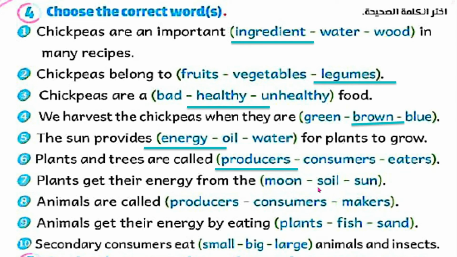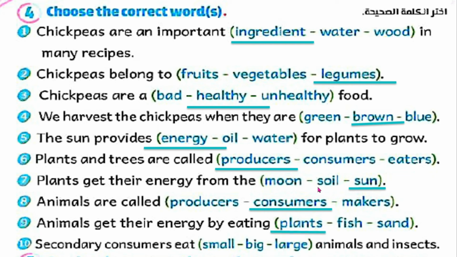Plants get their energy from the moon, soil, sun. Easy. From the sun. Animals are called producer, consumer, or maker. How can you tell me? Perfect. Animals are called consumer, كائنات مستهلكة. Animals get their energy by eating plants, fish, sand. Of course, by eating plants.